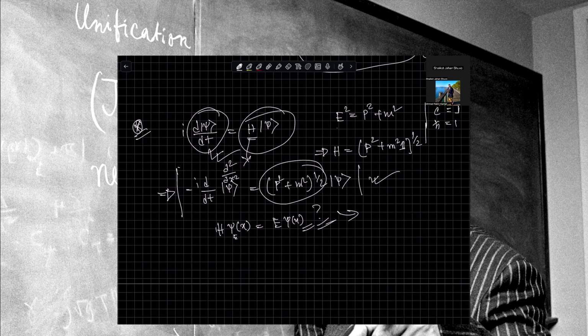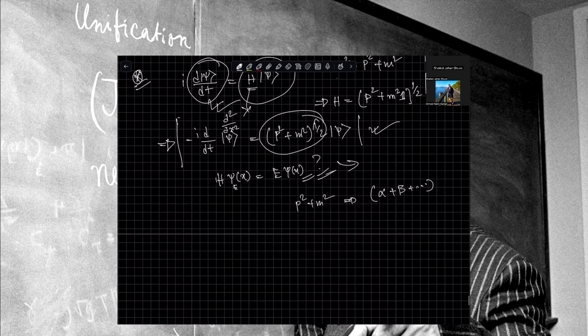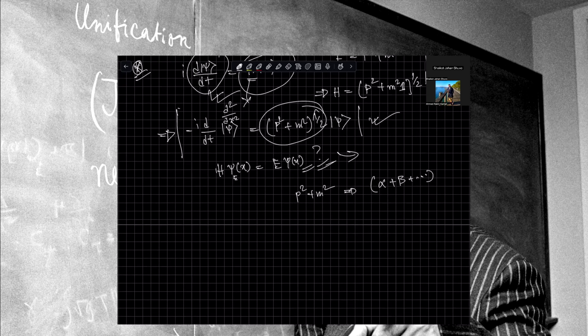So what Dirac wanted to do, instead of taking the square root, was to make it a whole square type of thing. Write this operator p squared plus m squared in such a way that it becomes some alpha plus beta, again some operators, whole squared, or maybe there are even more terms. The idea was to get rid of the square root. So that's the Dirac equation. You're going to see it in quantum field theory, so I'll not spoil you anymore.